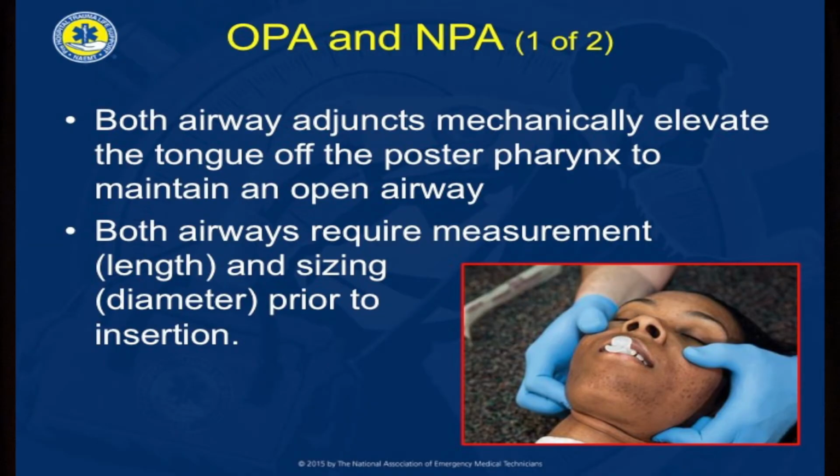As far as the OPA and NPA go, both are designed to help get the tongue up off the posterior part of the throat and allow air to get by into the pharynx. Make sure you measure them appropriately and size them appropriately. Oropharyngeal airway is measured from the corner of the mouth to the angle of the jaw, the nasal from the nose to the corner of the ear. Make sure you use the right size. Do not use sizes that are too big or too small. They may cause damage or become obstructions.